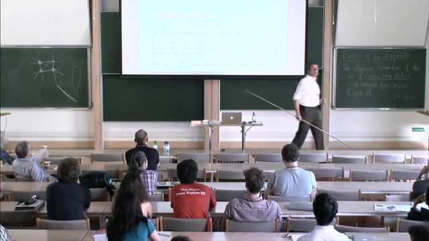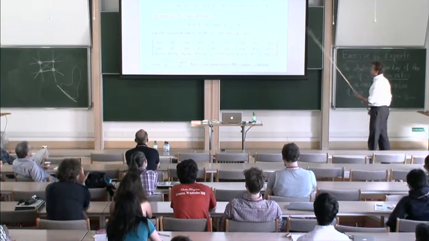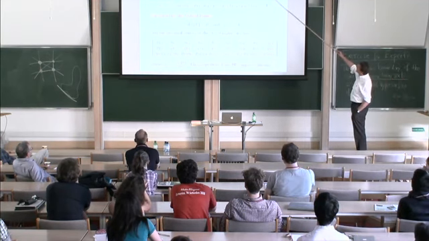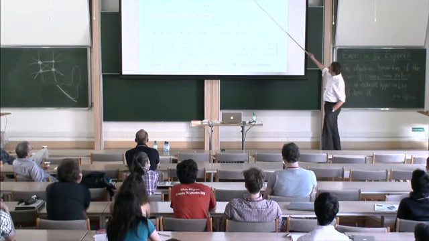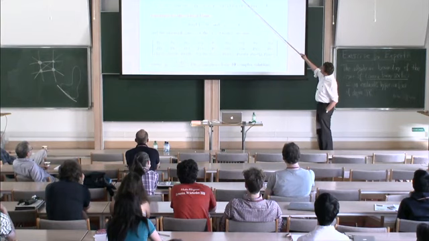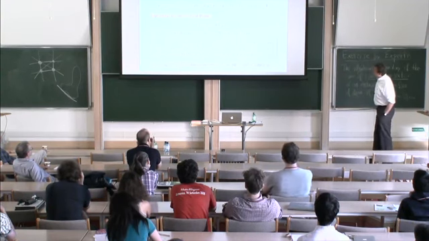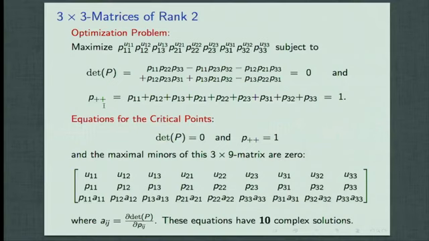Let's talk about the soccer case. So the first interesting case is 3 by 3 matrices of rank 2. So here is the instance again of our optimization problem. We're given positive integers, the u's, then the p's are the decision variables. We want to maximize this monomial subject to two constraints. One constraint is the rank drops, so the determinant vanishes, and then the entries sum to 1. Of course, in the application, we would like these p's to be non-negative real numbers. But to make the problem easier, let's disregard that for the moment.